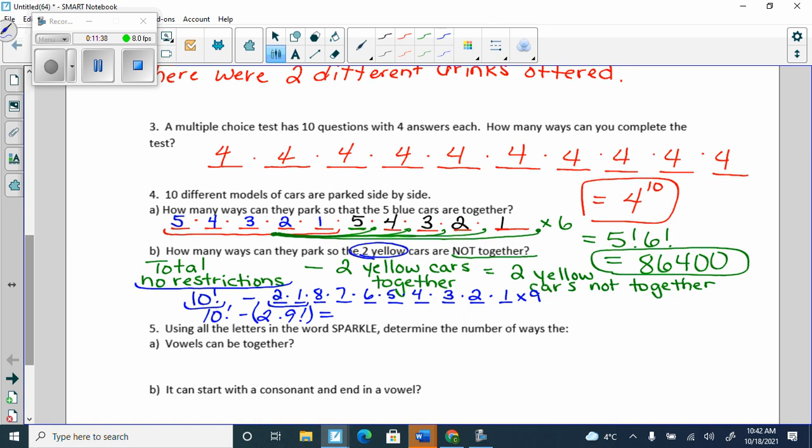So total number of ways I can rearrange cars minus the ways the yellows can be together, because opposite of yellows together is not together. So yellows together and not together should equal all the ways I can rearrange the cars. So if I want to find not together, I'm always going to do total with no restrictions, all the ways I can rearrange the cars, subtract off the yellows together, and then left over will be the yellows not together. Which is what answer? I hope people have punched in by now.